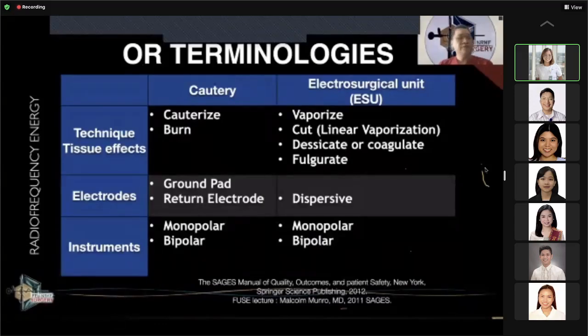We usually say cauterize, burn in the operating theater, but actually it should be called electrosurgical unit. It's electrosurgery. So we don't want to burn the tissues, but we want to vaporize, we want to cut, we want to coagulate the tissues. And in that way, we are not burning them, because burning the tissue is damaging the tissue. So it has to be corrected. No? So these are the proper terms. So you remember these terms.